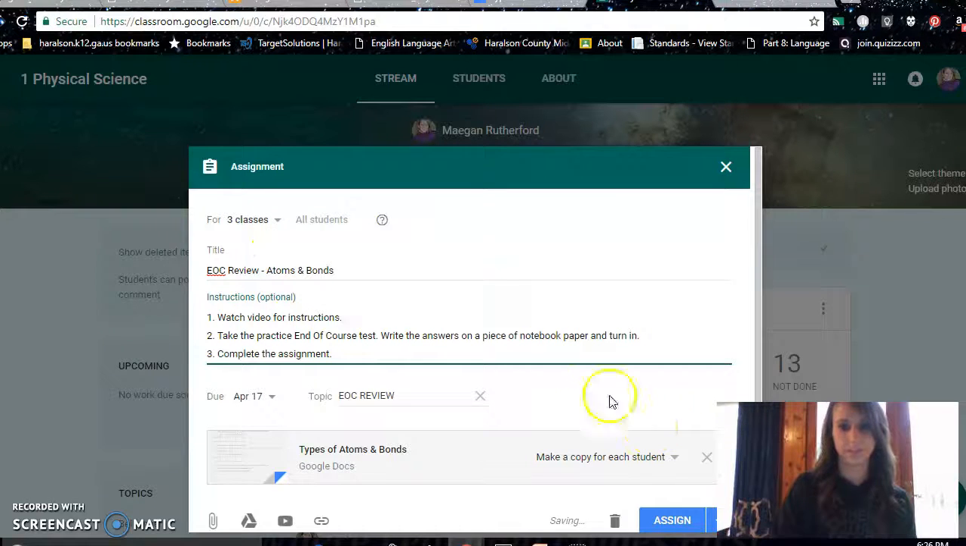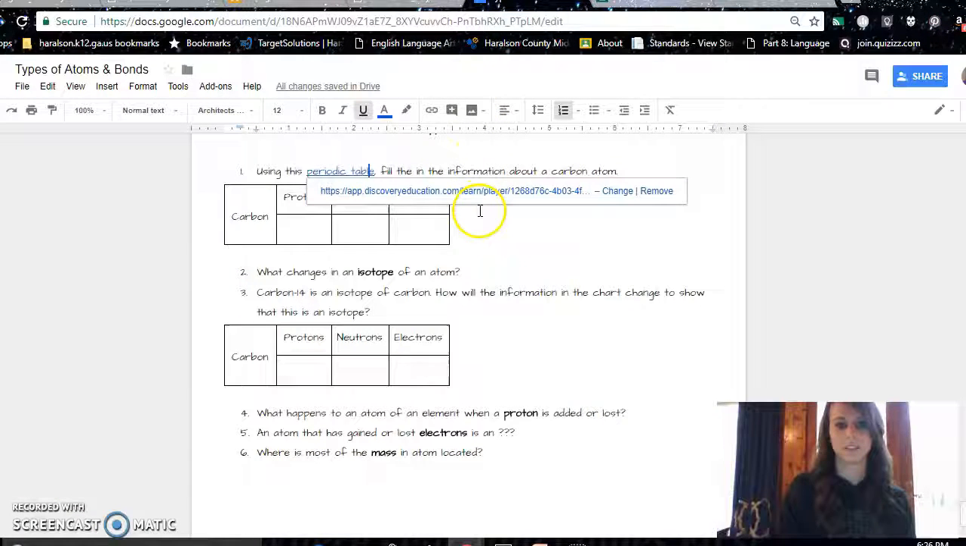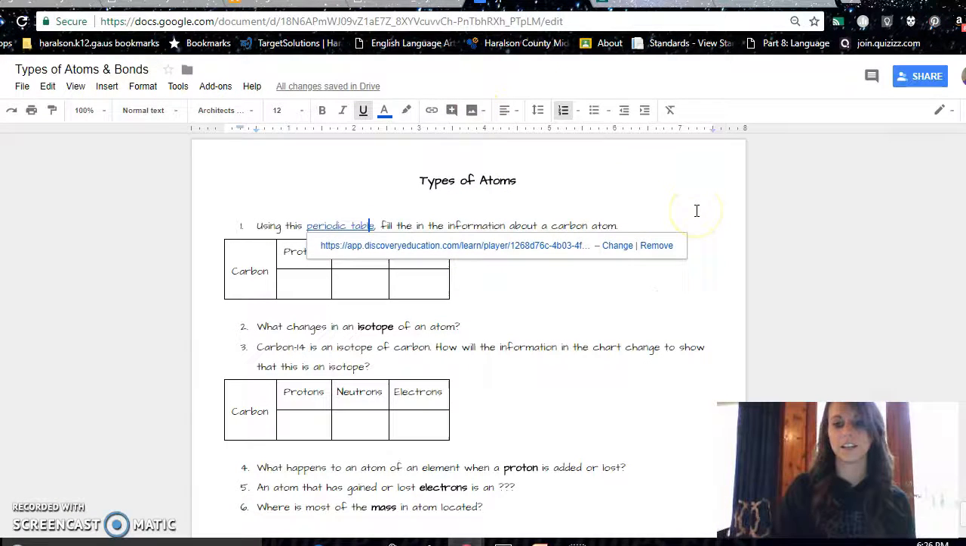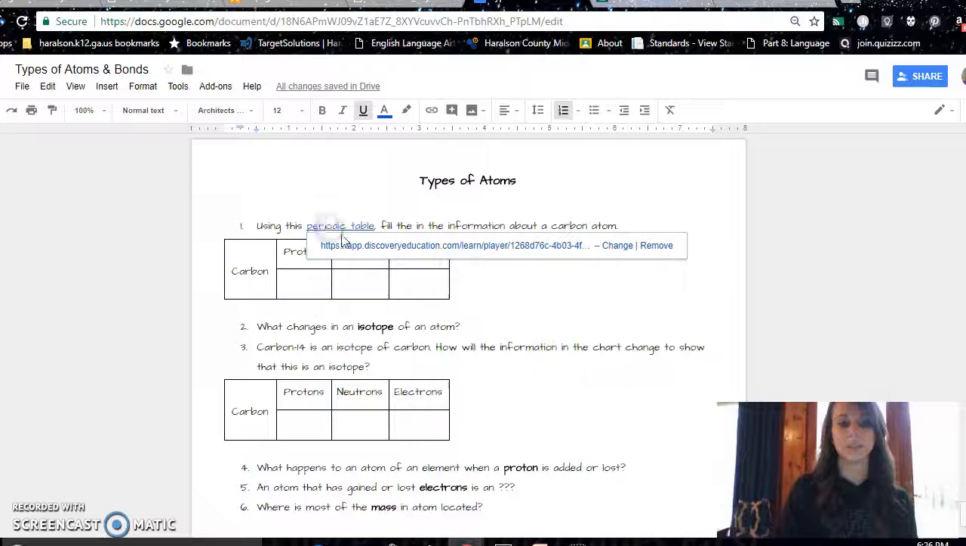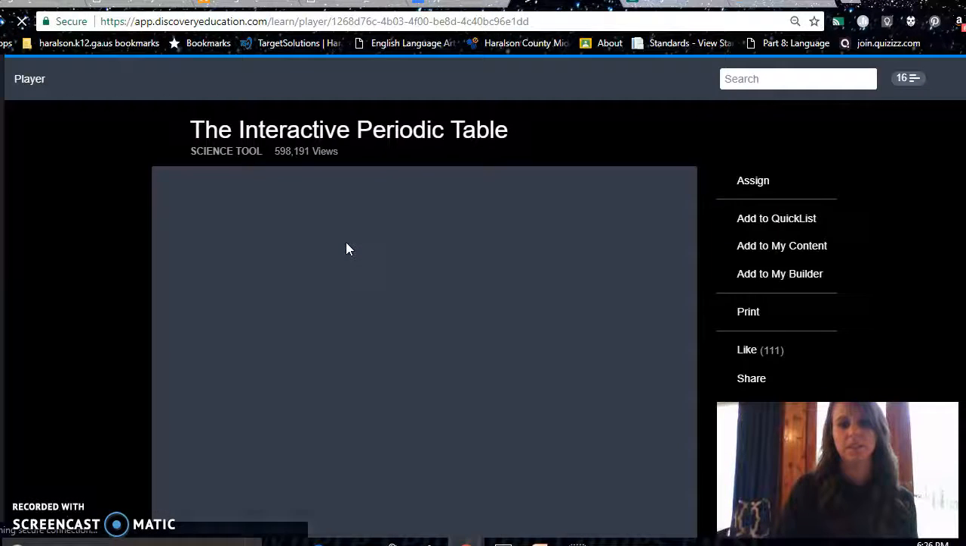Okay. Alright, so when you click on the assignment, it's going to take you here. And the first thing, we're going to go all the way back to the first 9 weeks and do the types of atoms. So the first thing is, using the periodic table, fill in the information about a carbon atom. So right here, I'm looking for you to look at this periodic table and find carbon.